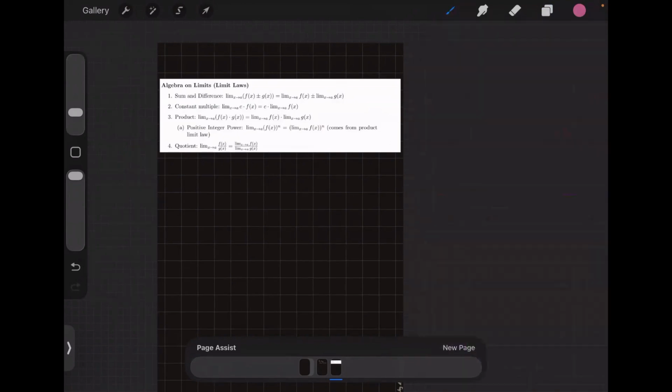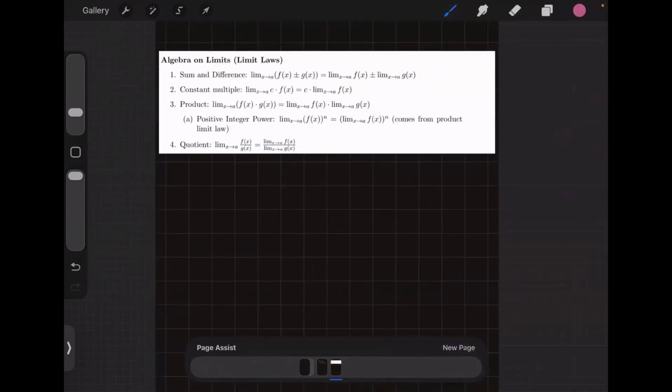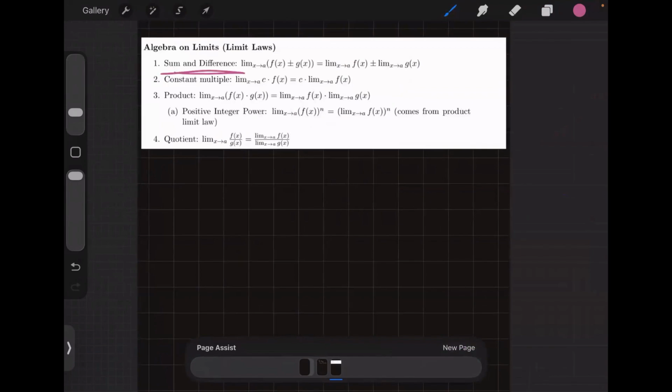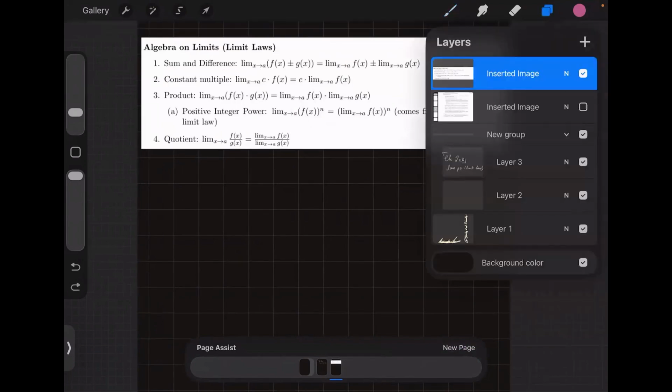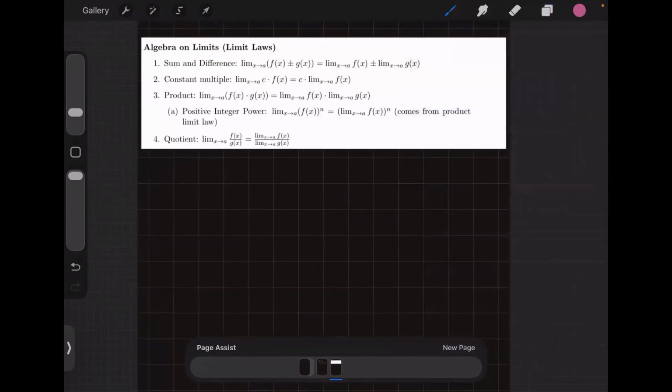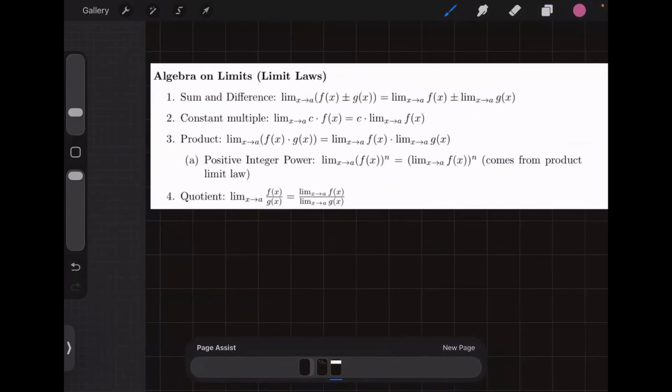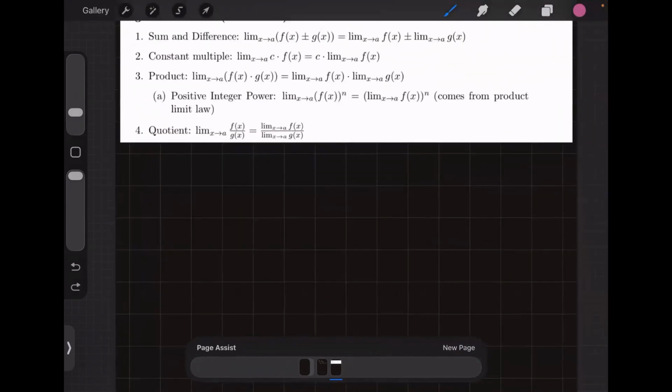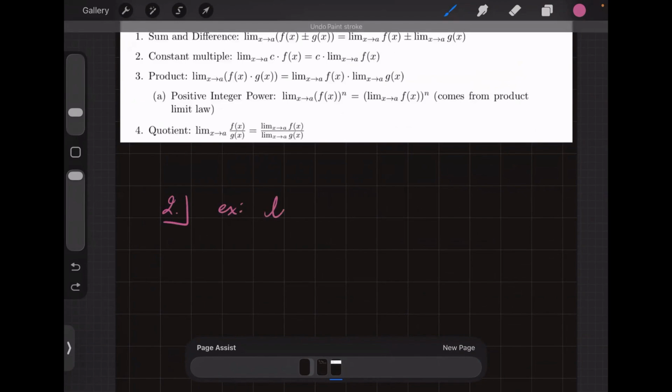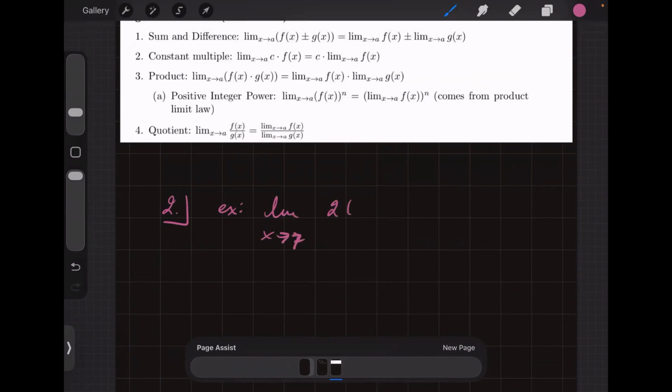The important part is you convince yourself these are true. All this means is that you can add them and subtract them, and you can apply the limit on them, and everything's fine. This is constant multiple, which means if you have, for example, the limit as x approaches 7 of 2x, that's the same as saying 2 times the limit as x approaches 7 of x.